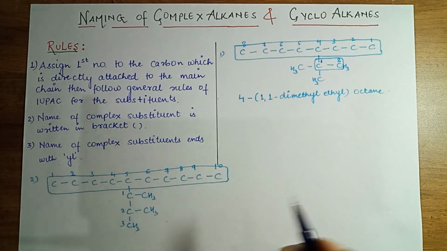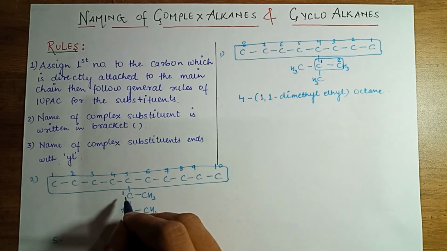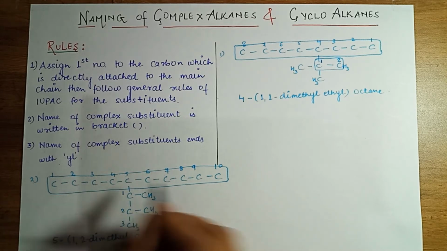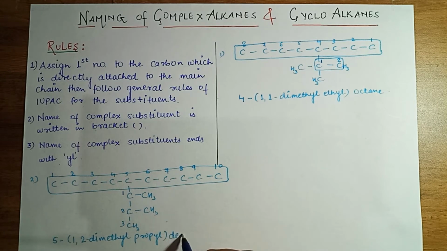So how to name it? First write 5, because it is attached to the main carbon chain, then bracket 1 2 1 2 dimethyl, 1 2 3. Propane means propyl, and main chain, that is root chain. Parent chain, we can say it is decane.